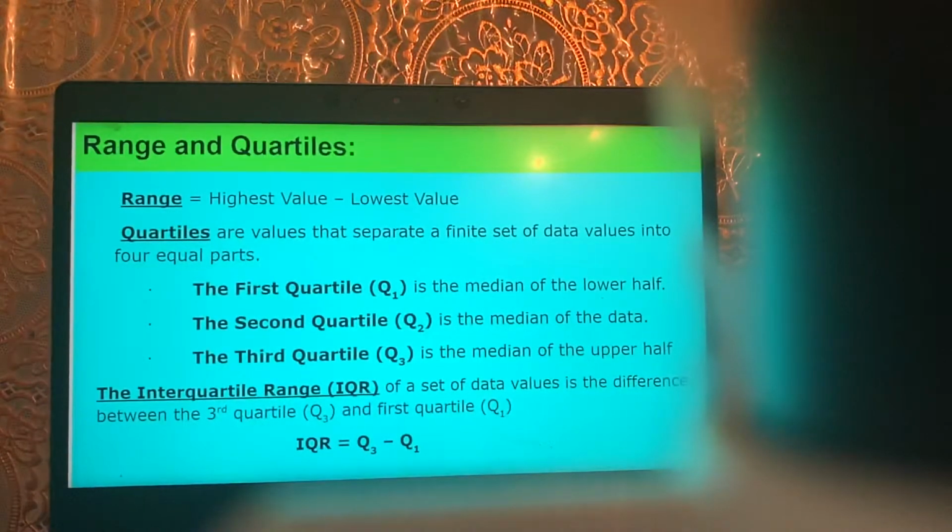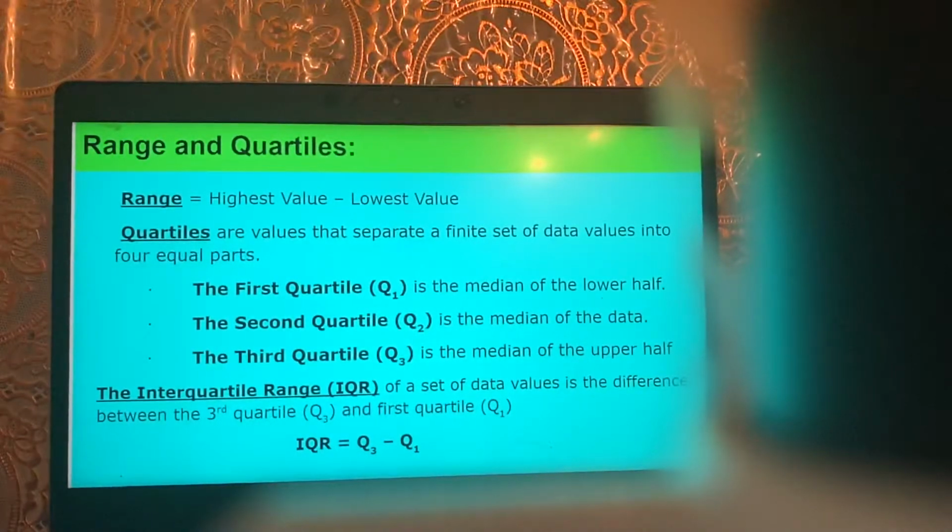Quartiles are values that separate a finite set of data values into 4 equal parts. So the first quartile is the median of the lower half. It contains 25% of the data below this mark, which we call the first quartile, the median of the lower half. The second quartile, or Q2, is the median of the data, which divides the data into two equal parts, 50%. The third quartile is the median of the upper half, below which are 75% of the data.